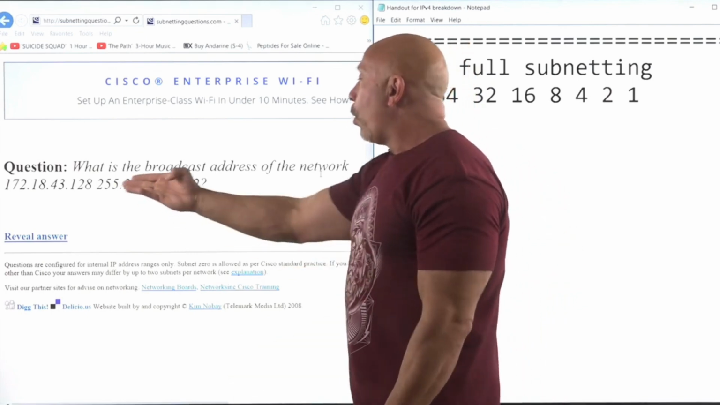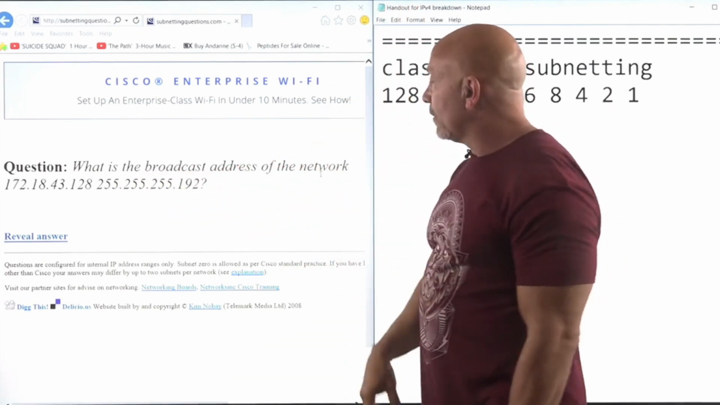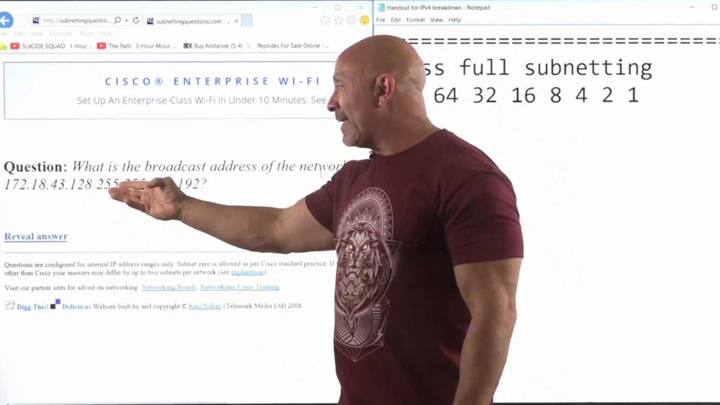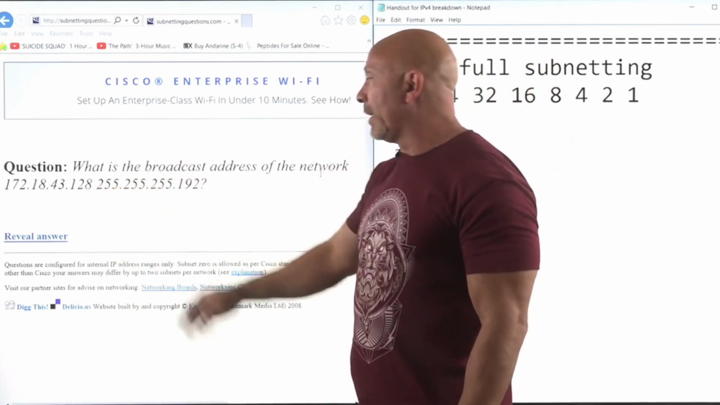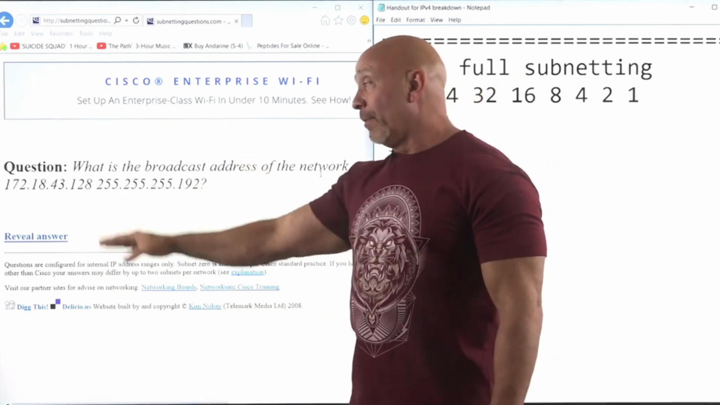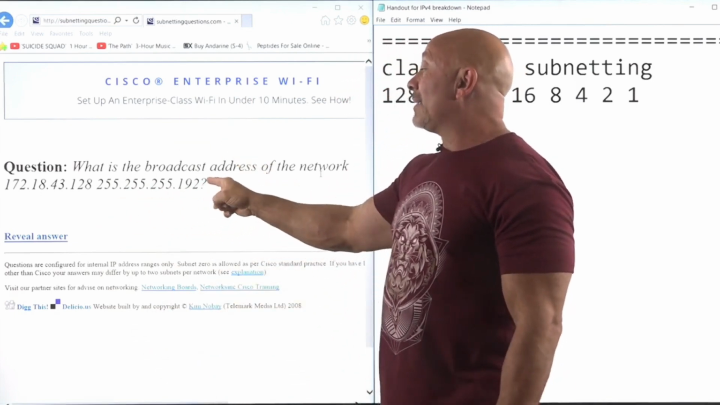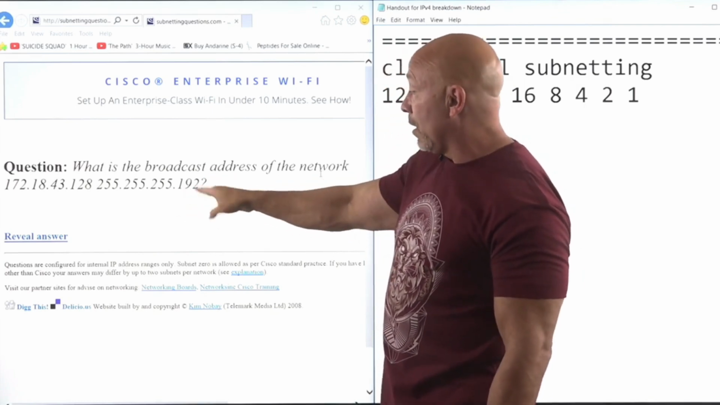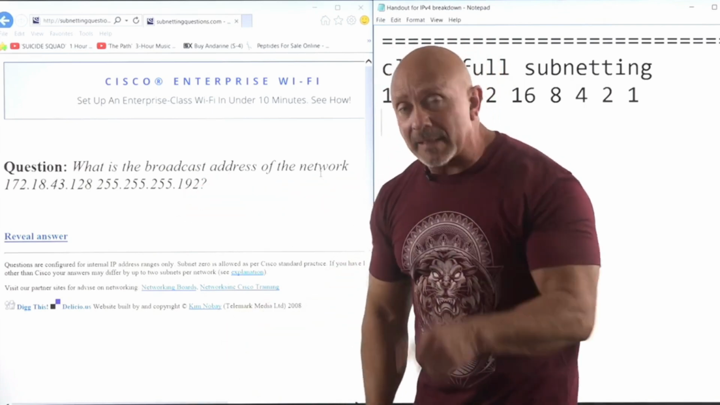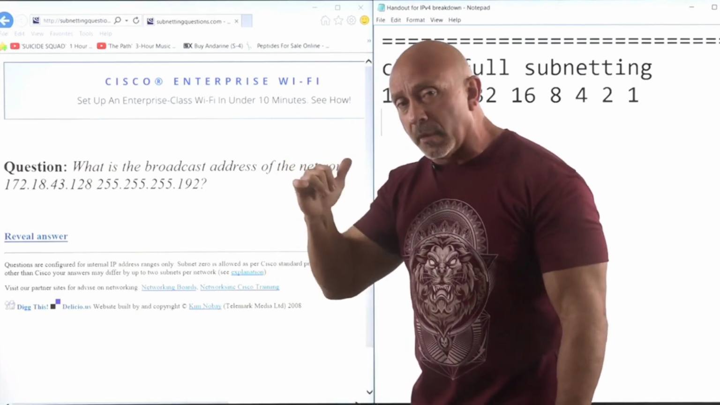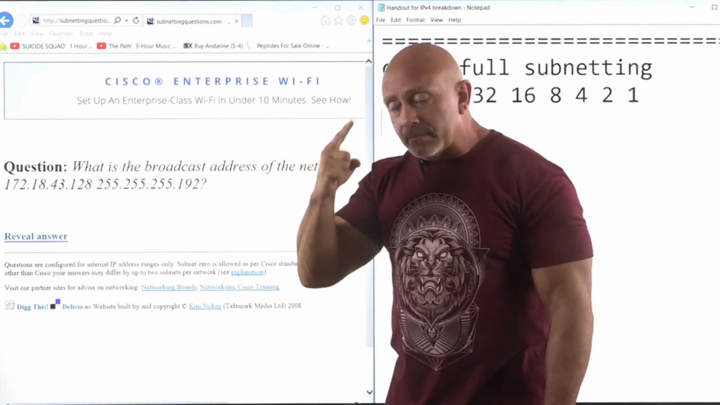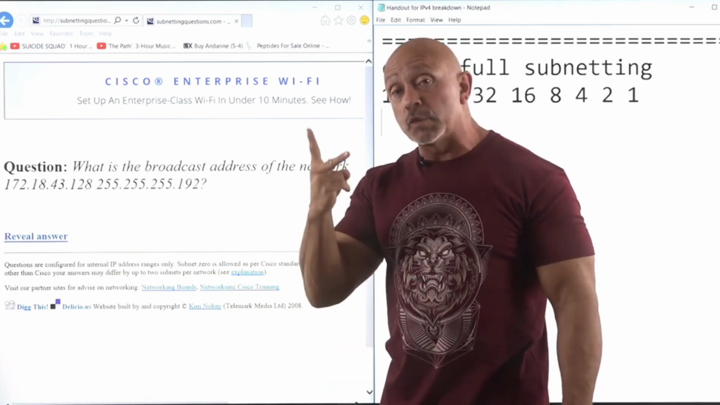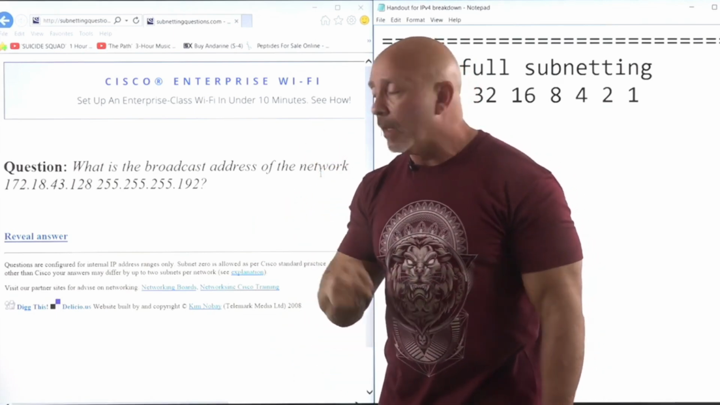Okay? What is the broadcast address of the network 172.18.43.128? Whatever, I'm working in my last octet. Why? Because that's where they're all partially on, partially off. How many bits? Let's do it in our heads first, then we'll do it on the board. How many bits does it take to create 192? It takes 2 bits.